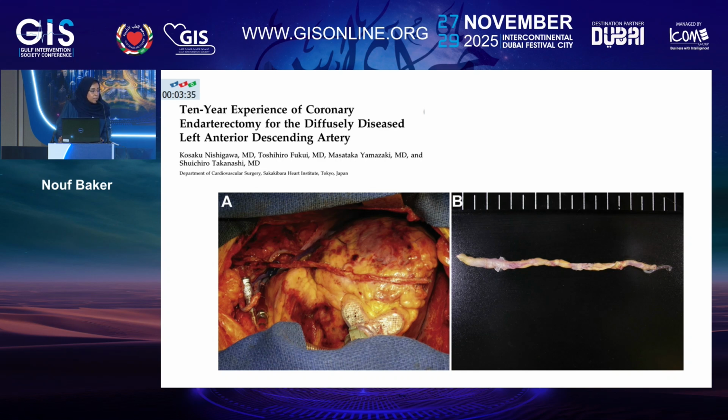However, the problem with this was that the way they assessed diffuse disease was not based on imaging, it was an intraoperative finding. So whenever a surgeon ran into trouble trying to bypass these grafts, they deemed this as diffuse disease, and so it's not clear what they quote as diffuse disease in this.